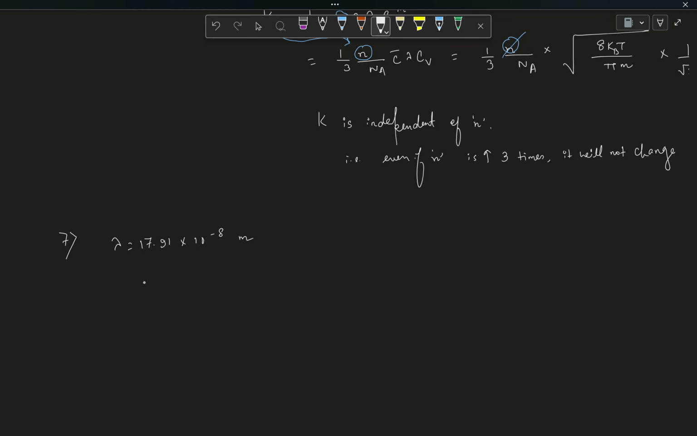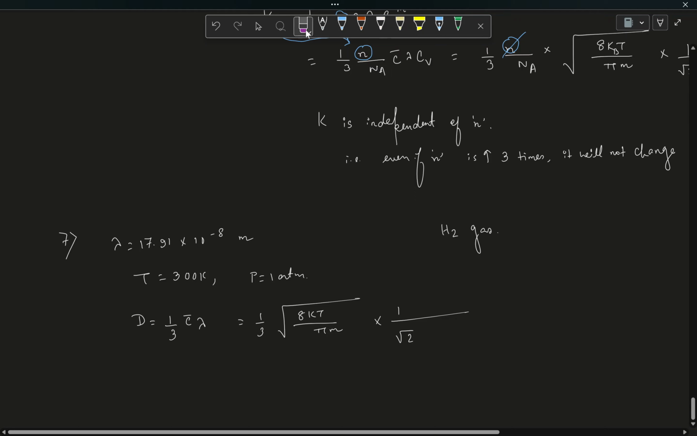Okay, and temperature is 300 Kelvin, pressure is 1 atmosphere, and you know the diffusion coefficient formula, this is just 1/3 c bar lambda, right? Where c bar you can calculate separately by the known formula, root over 8 kT by pi m, and m you can know because the hydrogen gas is mentioned in the question. Sorry, lambda value is already given, so you can directly use the value of lambda.